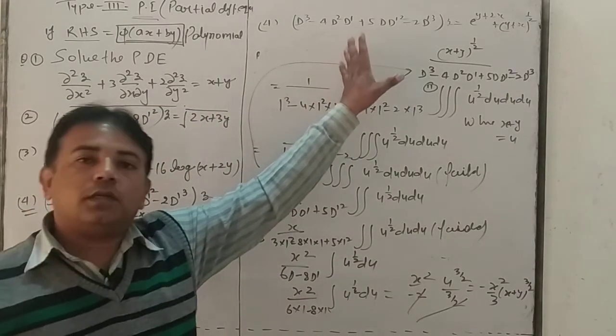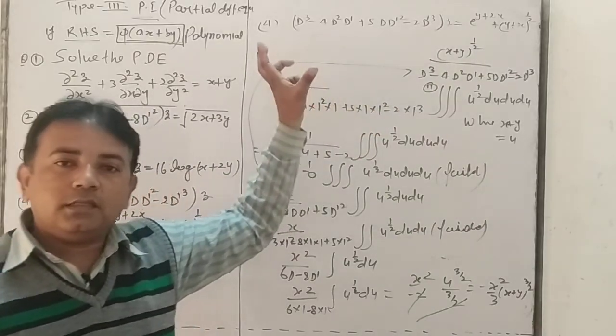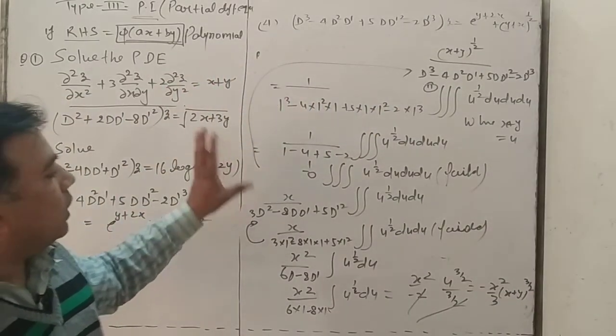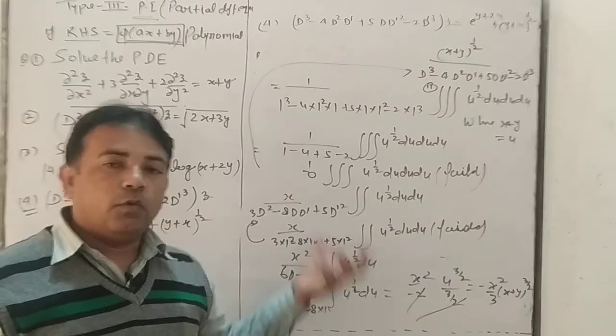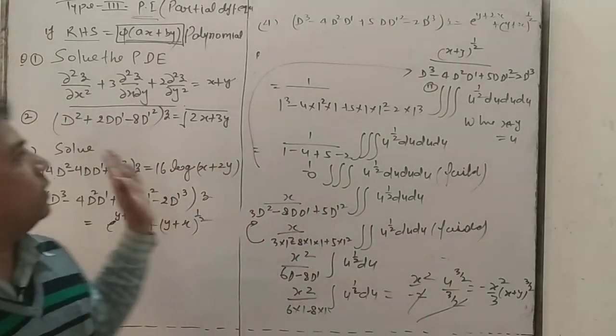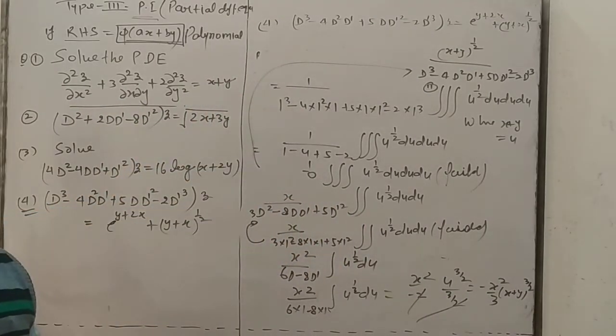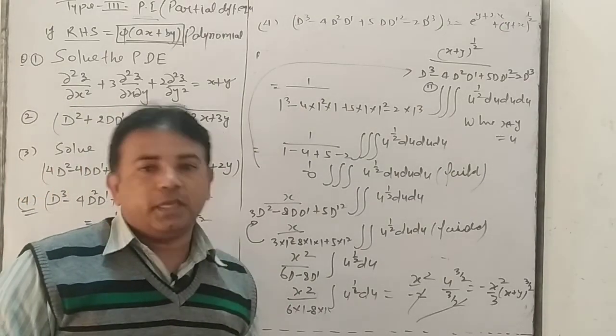The complete solution of this partial differential equation is the complementary function plus the particular integral. Understand, all students, this is very simple and most important: when the right-hand side of the partial differential equation is in polynomial form, you find the particular integral this way.